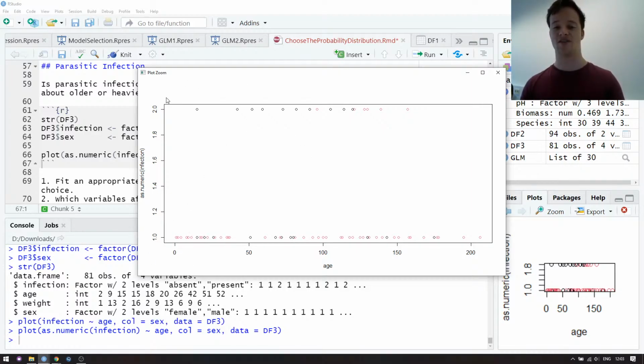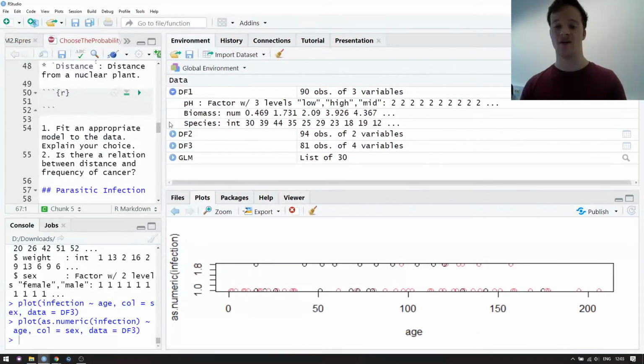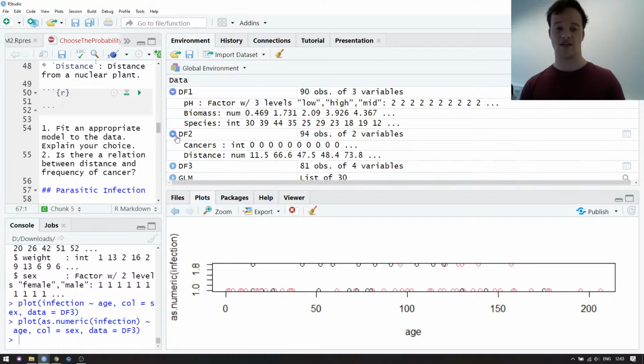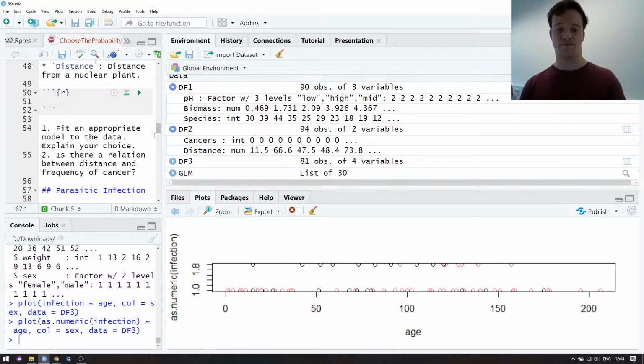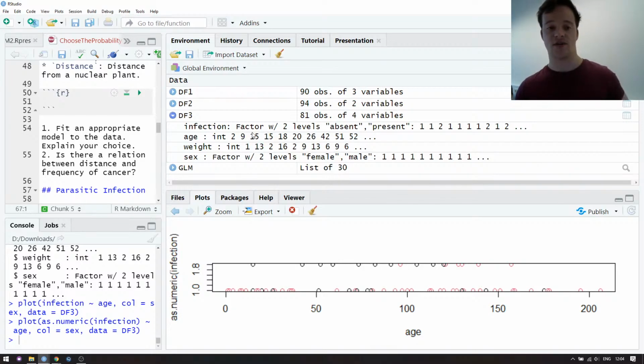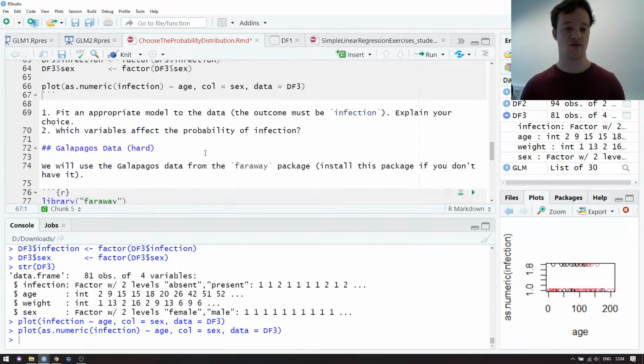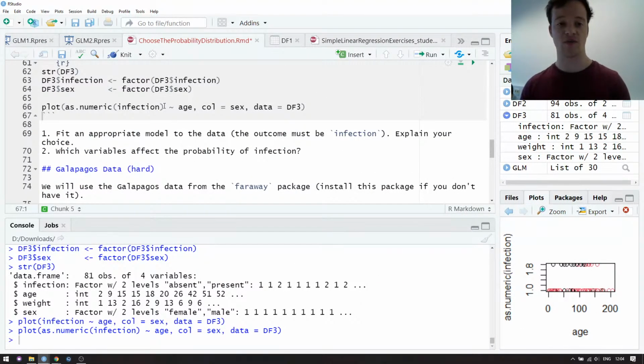But it says 1 and 2. That has to do with the way that R stores factors. Not something you have to know. I'm just showing you that it is the case. Yeah, it stores a factor like this. Oh, sorry, df3 I want to look at. Yeah, this one has 2 levels. It's either 1 or 2. Number 1, number 2. But you know, we want to see zeros and ones because that is how we interpret this.